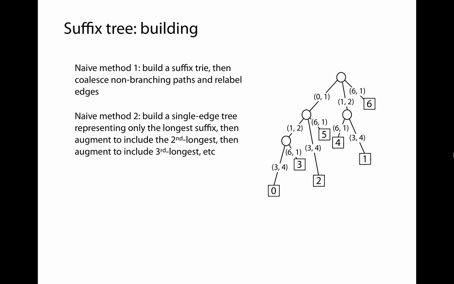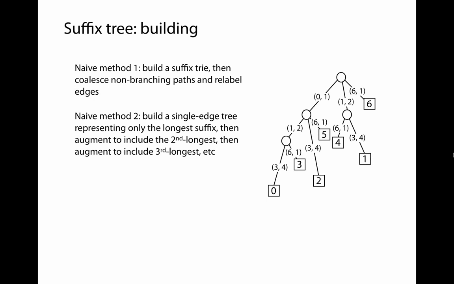Another method is actually kind of similar to that first method, except we're keeping all of the edge labels as integers, and we're keeping all of the paths as being coalesced from the very beginning. And so another way to think of how this method works is you can build a very simple tree that has just two nodes connected by an edge, and that tree represents just the longest suffix. Then we can repeatedly augment this tree so that it includes progressively shorter suffixes as well. So we would augment it with the second longest suffix, and then the third longest suffix, etc.